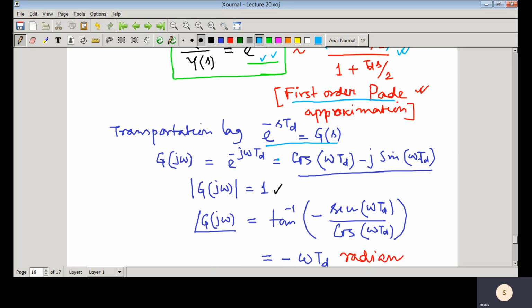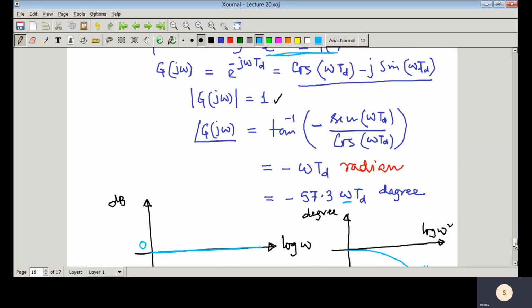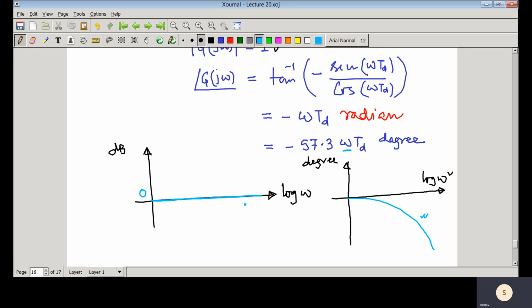And we have seen that if we take the transportation lag transfer function e to the power minus s Td, then what would be its gain and phase? The gain remains the same because the gain is constant. So if there is any transportation lag in the system, gain is not affected because gain is 1, but the phase is affected. We can see that whenever Td is increased, that means if delay is increased at the same frequency, transportation lag contributes more phase lag to the system. So delay is increased, that means we will be having more phase lag.